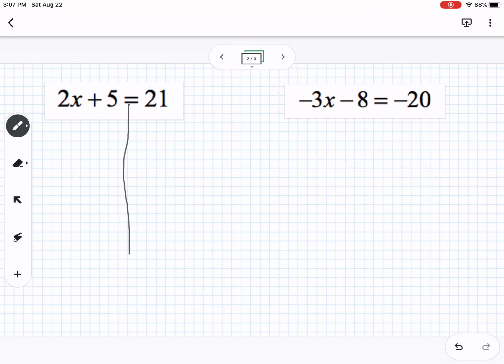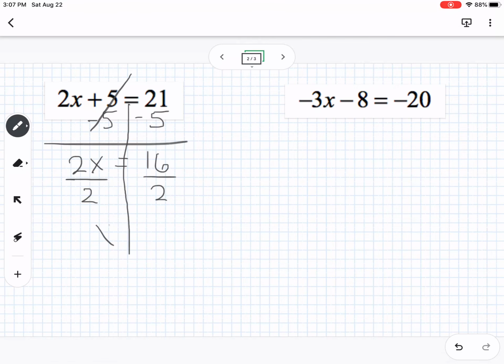On that first equation, I want to get rid of the plus 5, so I'm going to subtract 5 from both sides. Those 5s are going to cancel because one's plus and one's minus. I'm left with 2x equals, and then 21 minus 5 would be 16. Then I want to undo the multiplication. It's 2 times x, so we're going to divide both sides by 2. And then our answer, we've isolated x: 16 divided by 2 is 8. So there's our answer.